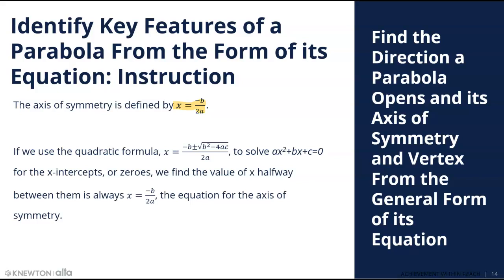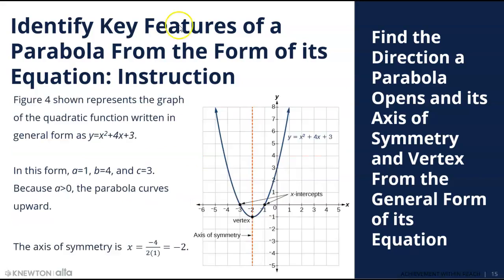And we can also use the quadratic formula given by this equation here: x is equal to -b plus or minus the square root of b squared minus 4ac, all over 2a. This is the formula that we can use to solve for the zeros of our quadratic function, or the x-intercepts of the parabola.